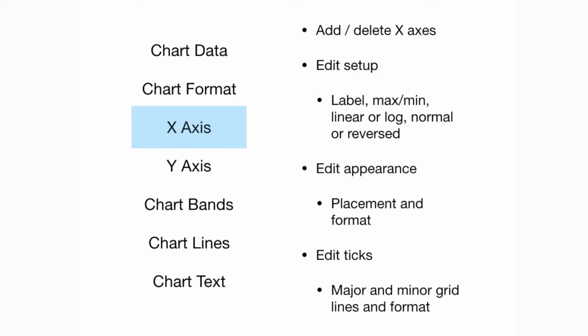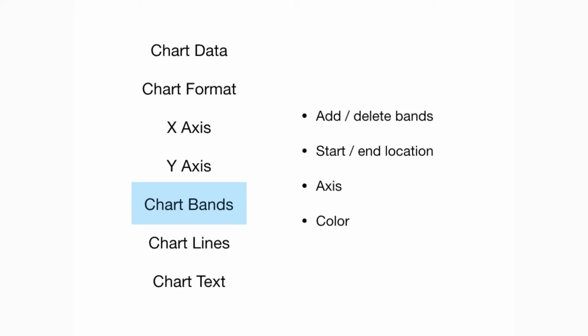Selecting the X or Y axis will let you add or delete the appropriate axes. Edit the setup of the axes, such as change the labels on it, the max min, whether or not it's linear or logarithmic, change its appearance, and just change how the tick marks appear for that axis. By selecting the bands, you can add and delete bands to the chart, set their start and end location, as well as what axis they lay on and what color they have. We're going to show what bands are in just a minute.